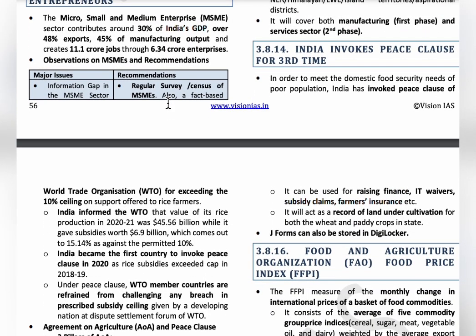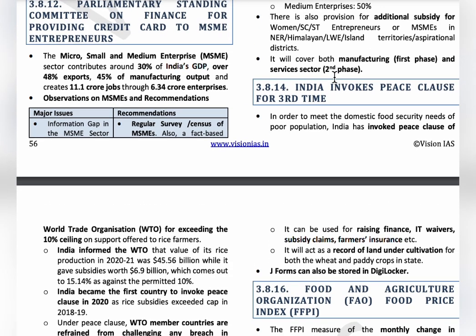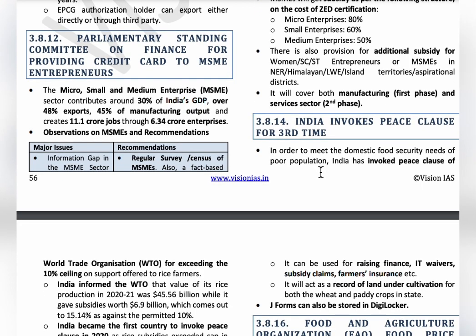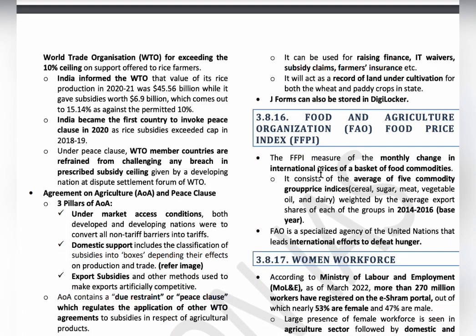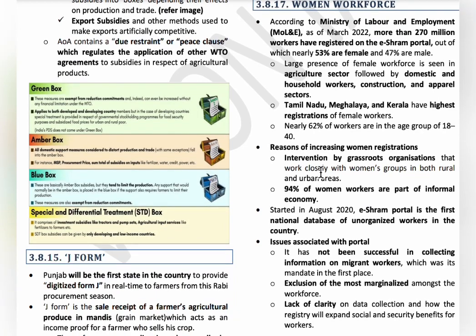The next topic is India invokes peace clause for the third time. So here, to support food security to the poor people in India, India has invoked the peace clause for the third time in 2021. Subsidies are given for agricultural products. So there are four boxes under the World Trade Organization. One is green box. This box is applicable to both developed and developing countries. It provides subsidies on the food prices of urban and rural poor.